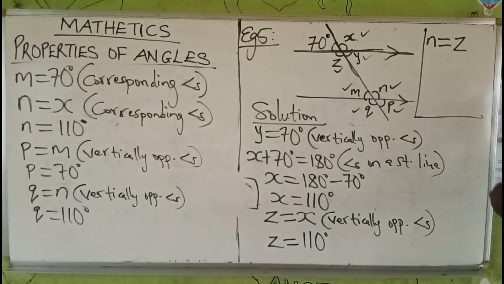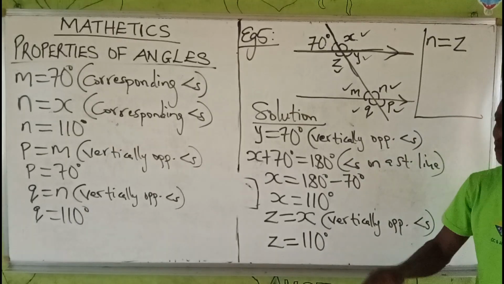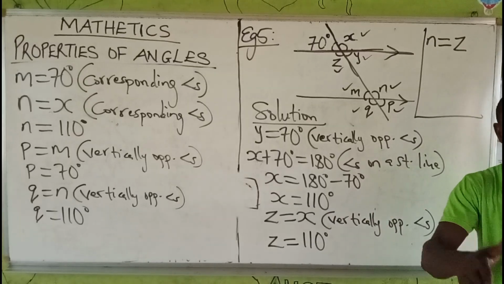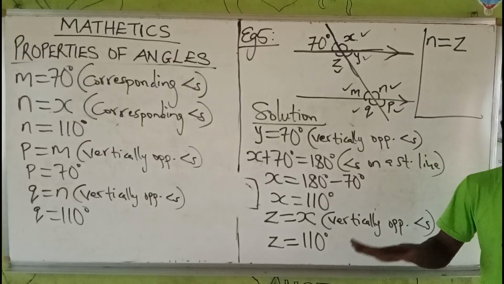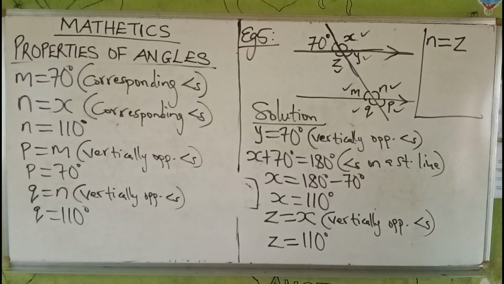So we can just play around with these theorems and we will arrive at the same answer, provided you are using the correct theorem. Two people or three people can use different theorems, provided their theorems are correct based on the diagram or figure given, they will arrive at the same answer.